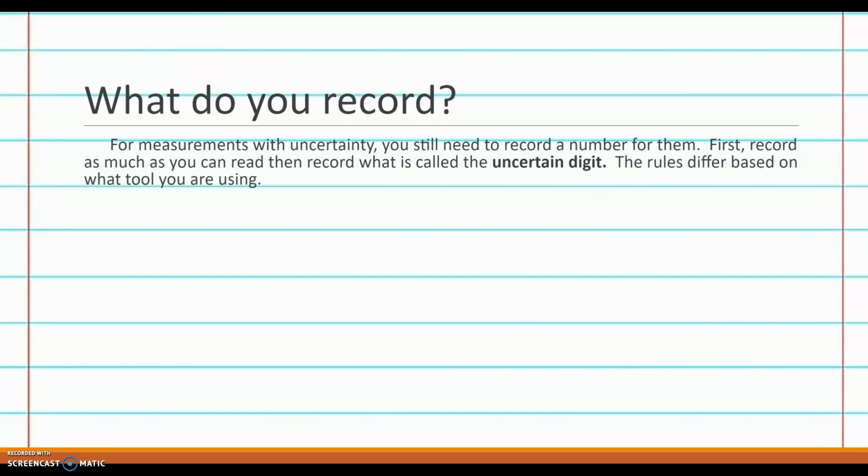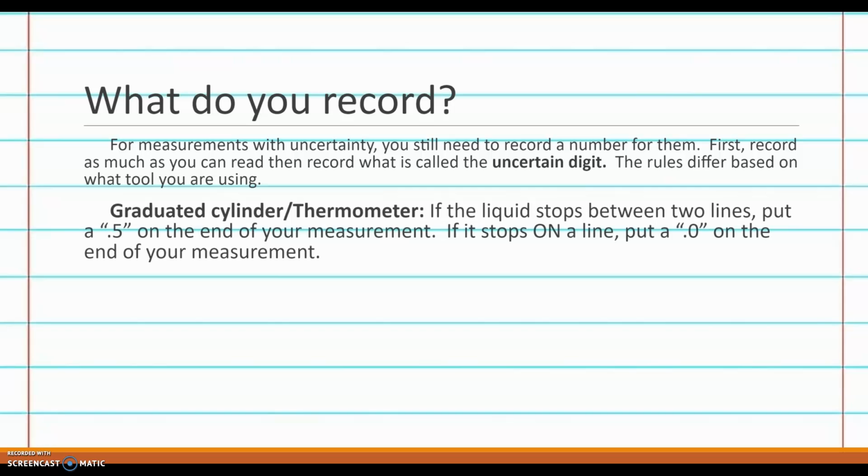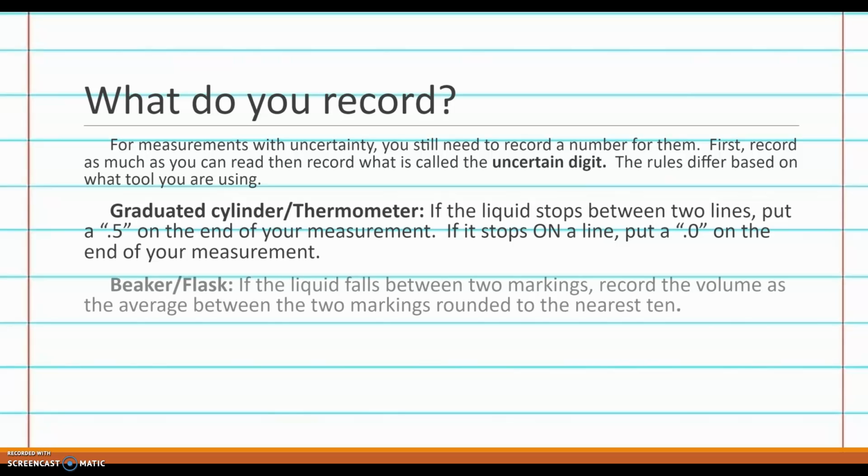For measurements with uncertainty, you still need to record a number for them. First, you will record as much as you can read, then you will record what is called the uncertain digit. The rules differ based on what tool you are using. For a graduated cylinder or a thermometer, if the liquid stops between 2 lines, put a 0.5 on the end of your measurement. If it stops on the line, put a 0.0 on the end of your measurement.